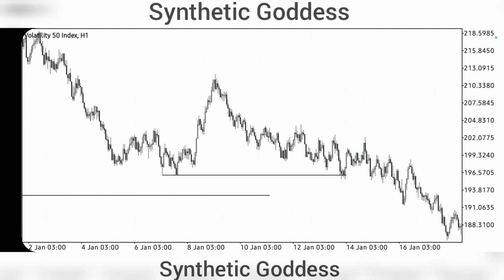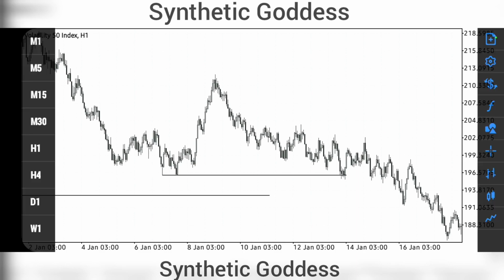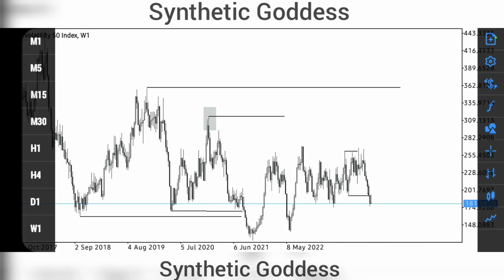We have 4 time frames that are aligned together. We have the weekly time frame, we have the daily time frame aligned, we have the 4 hours aligned, even the 1 hour is aligned. So it simply means any sell we'll be taking here is going to be a good sell, and then we are just going to be waiting for that good sell to take our external liquidity.